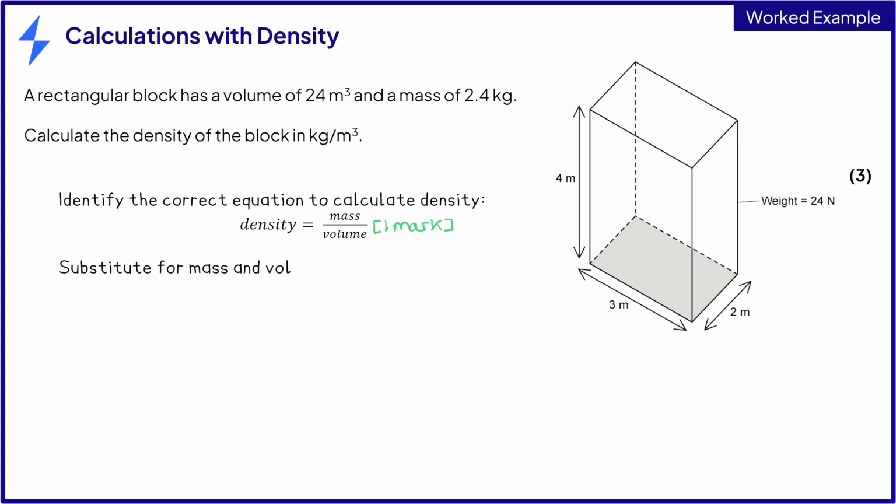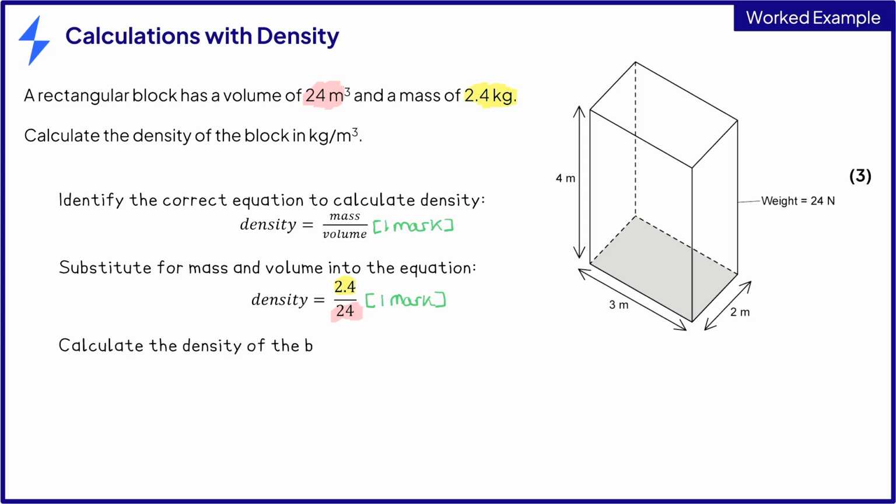Substitute into the equation. Density equals mass, which is 2.4, divided by volume, which is 24. This is for the second mark. Then use your calculator to find the density of the block. The final answer is 0.1 kilograms per meters cubed.